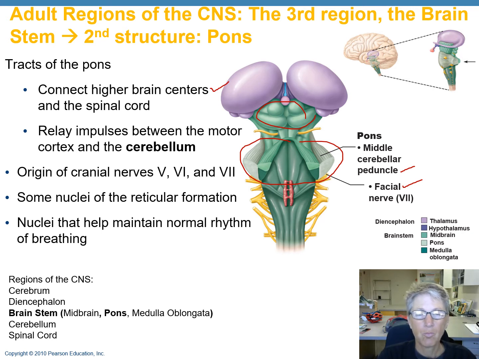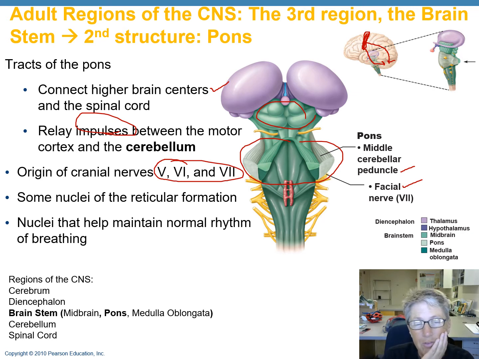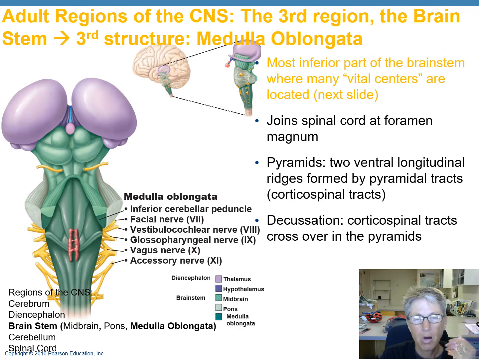Within the pons, you can relay information, impulses, that's action potentials, between the motor cortex, remember, up here is the motor cortex, and the cerebellum. So you can do that through the pons. Actually, I should have drawn it like that. Go from the motor cortex to the pons to the cerebellum. Cranial nerves 5, 6, and 7 originate from the pons. And then you have some of the nuclei of the reticular formation. In the pons, there are nuclei that help maintain your normal breathing rhythm.